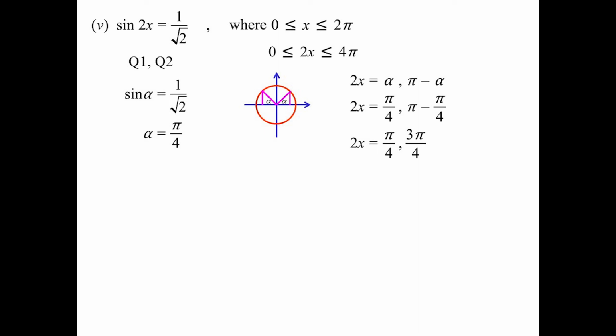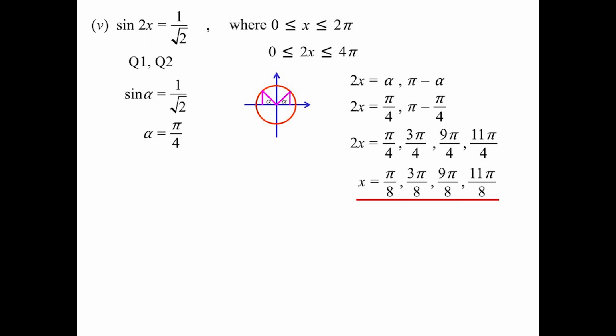But we're going around twice, so we'll add 360 degrees, or in this case, 2 pi to each of those. And we get 9 pi on 4 and 11 pi on 4. The last thing we have to do is divide everything by 2. And there's our answers. So pi on 8, 3 pi on 8, 9 pi on 8, and 11 pi on 8.